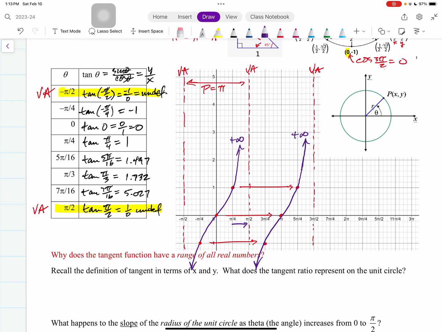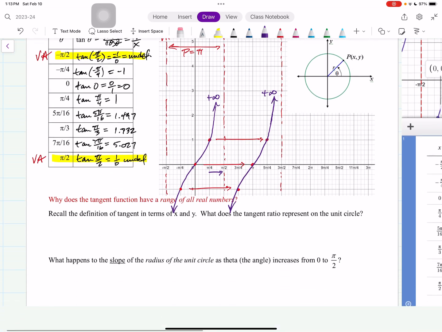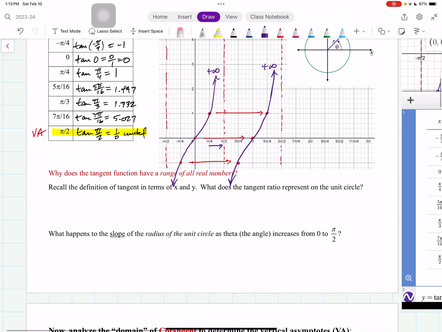But why does this happen? Why does it not have a max or min like the cosine and sine functions? Okay, why is this? Well, we're going to answer these questions here. It says, why does this tangent function have a range of the set of reals? The range of this function is the set of reals. It's all real numbers. It goes infinitely up and down.